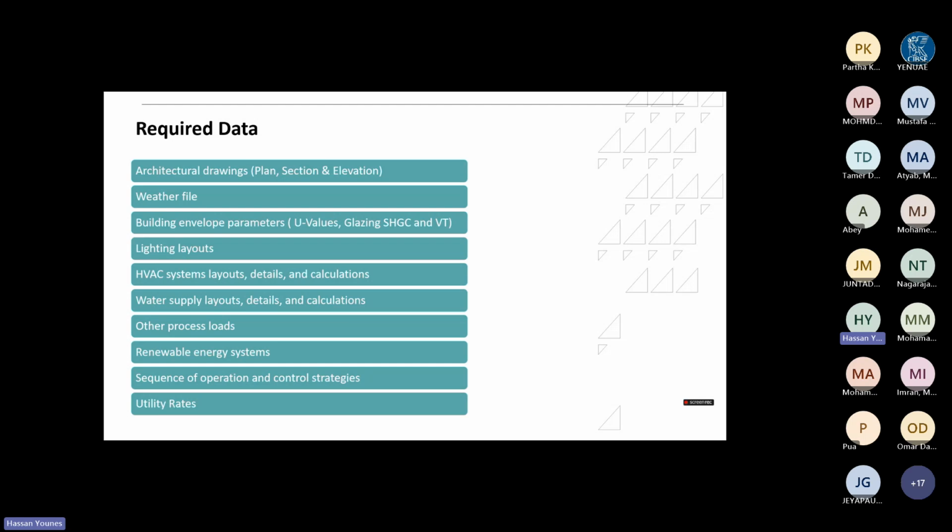Building envelope parameters like U-values and glazing, where do you get that from? Probably the architect. You might have some conversation with them and guide them to go with better U-values, better solar heat gain coefficient, better visible transmittance if you're doing any daylighting, for example. Lighting layouts to get the consumption and schedule of lighting, HVAC system layouts, details of calculations, because you need that to input into the model.